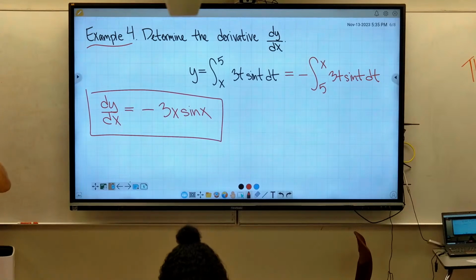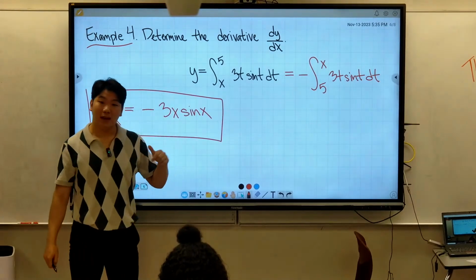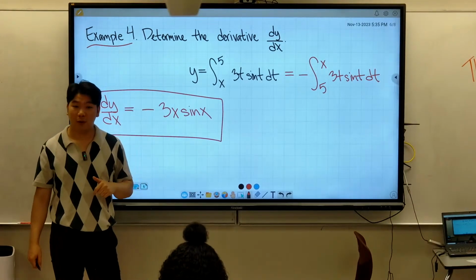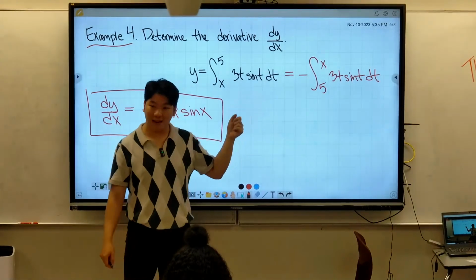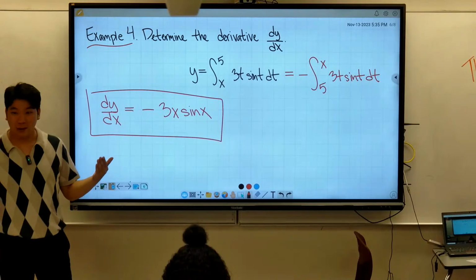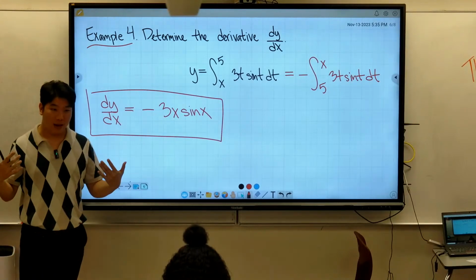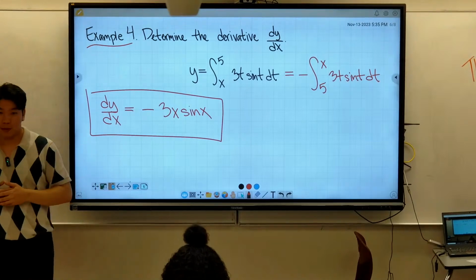And here's a good thing about this. For example 3, we were able to find the antiderivative, no problem. What if I ask you to find the antiderivative of 3t sine of t? At this point, you don't know how to even deal with that because we've only done basic derivatives and the power rule for integration.